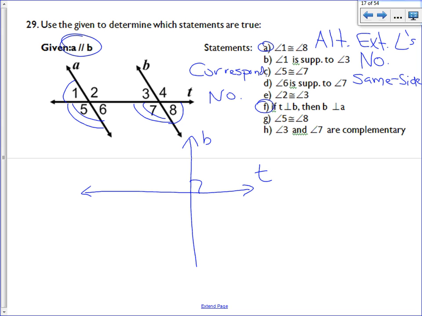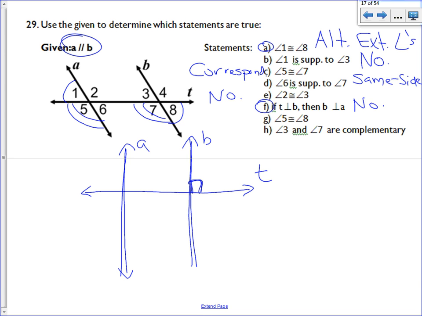Then is it true that B is perpendicular to A? Well, here's my A. So if T and B are perpendicular so that they form a right angle, does that mean that A is perpendicular to B? No. Visually, you can tell that the two lines, A and B, are parallel, but absolutely not perpendicular. So I'm going to say no for F.